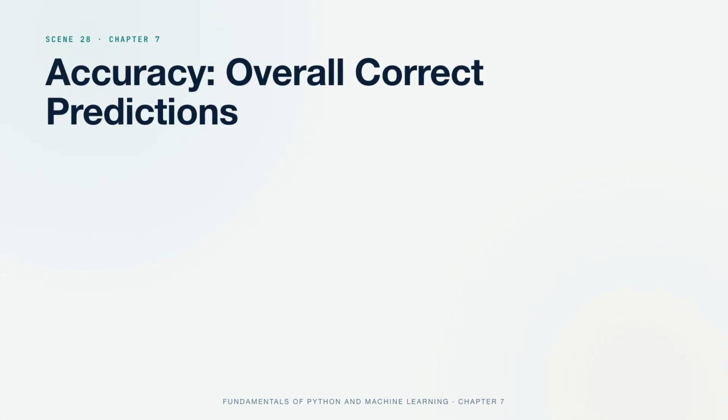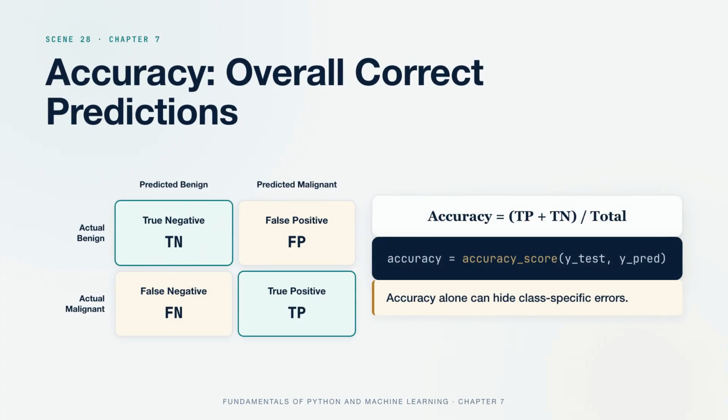Accuracy is the proportion of all predictions that are correct. We add the true positives and true negatives and divide by the total number of observations. Accuracy is useful as a general summary, but it can hide important problems. If one class is much more common, a model can achieve high accuracy while performing poorly on the less common class. Accuracy also treats false positives and false negatives as equally costly.